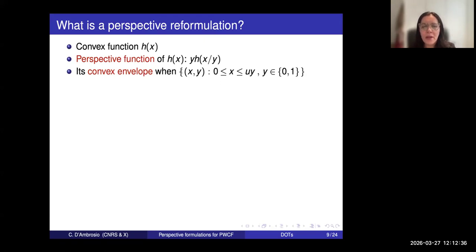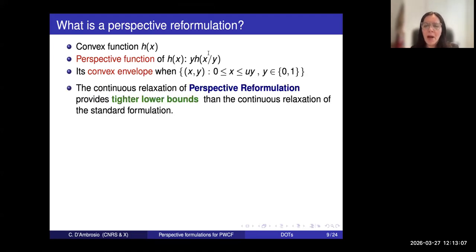And we know that when this function is restricted to this mixed integer set that you see here, composed of x and y, where x is equal to 0 when y is equal to 0, and x can take any value between 0 and u whenever y is equal to 1, then the perspective function represents its convex envelope. We are interested in this because by replacing the convex function by its perspective function, we can tighten the lower bound of the continuous relaxation in the case of minimization problems.